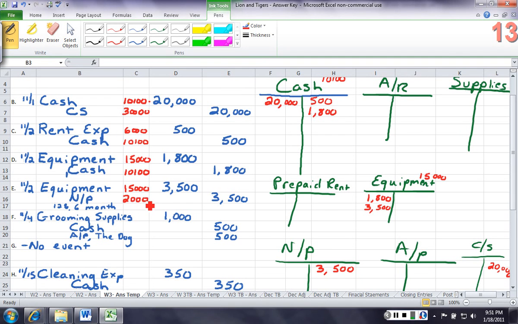And I'm getting these numbers from the chart of accounts that is posted in Angel. If you have any questions on that, let me know. Grooming supplies were 1,000. And this is 12123, so that's that account number. Now, I'm going to suggest you pause the video and finish these postings. I'm going to go ahead and finish them so the video doesn't get too long.